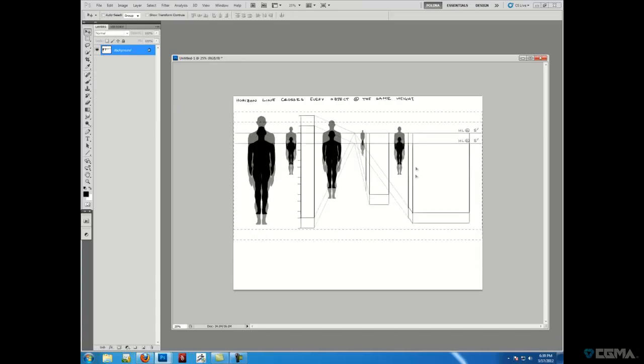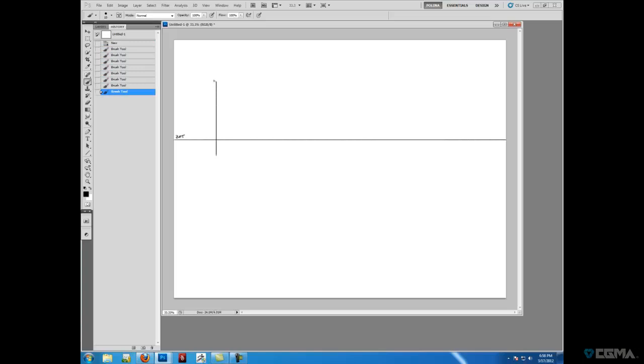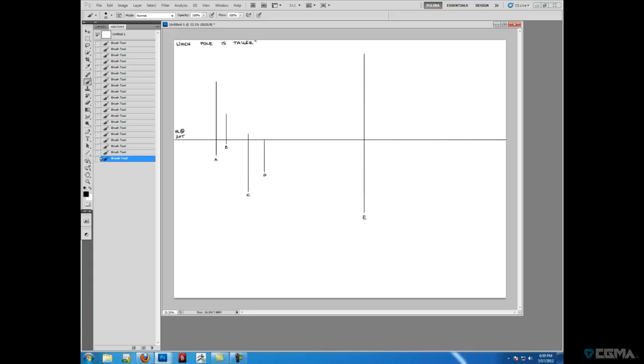Now let's do another demo about the horizon line. Let's say we were trying to find the tallest pole out of a certain amount of poles. And we know what our horizon line is at. In this case, we'll just say it's at 3 feet. And let's just draw a random size of poles. So how do we find out which one of these poles is taller?